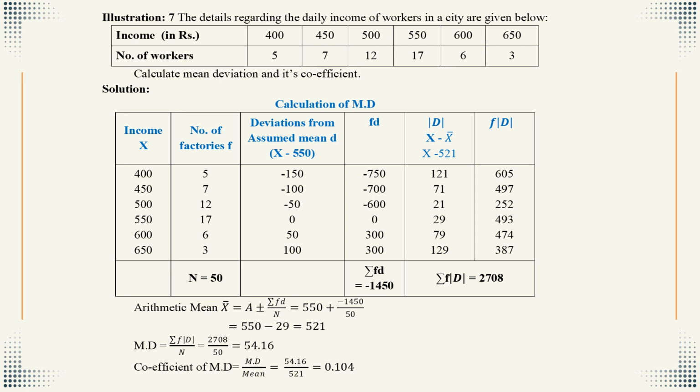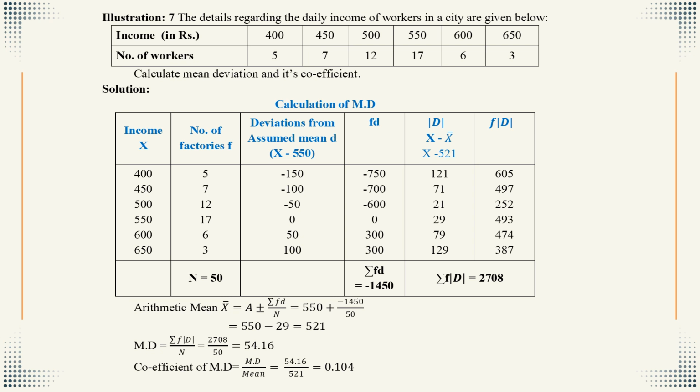Then you see, the middle value you have taken is 550. Then 400 minus 550 is minus 150. Yes, you have to take the minus value. You are not going to calculate the modulus D; only small d you are going to calculate. Thereby 450 minus 550 is minus 100. 500 minus 550 is minus 50. 550 minus 550 is 0. 600 minus 550 is plus 50. 650 minus 550 is plus 100.